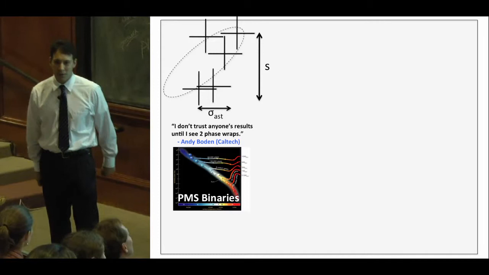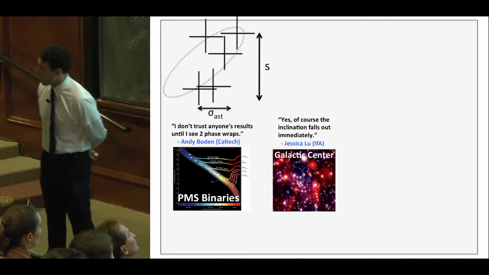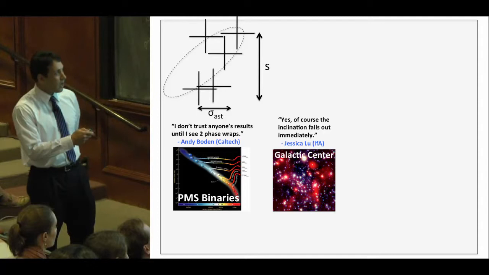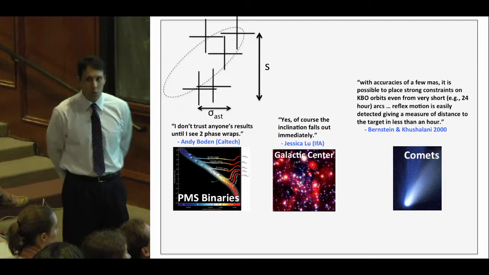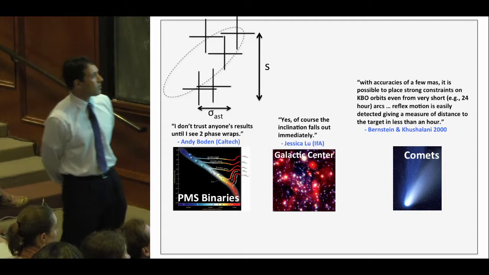And then Jessica Liu, who studies the black hole at the center of the galaxy, says, yeah, the inclination just falls right out. And Bernstein and Khushalani say, with accuracies of a few milliarcseconds when we're studying comets, it's possible to place strong constraints on KBO orbits even from very short, e.g. 24-hour arcs. Reflex motion is easily detected given a measurement and distance to the target in less than an hour.